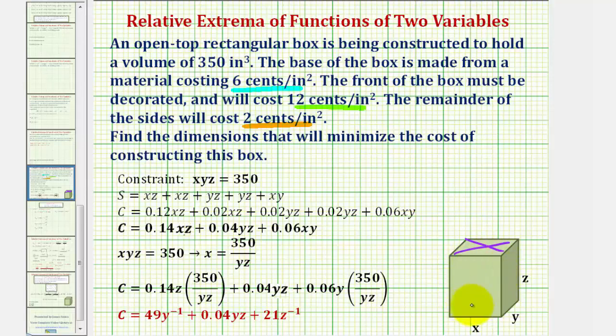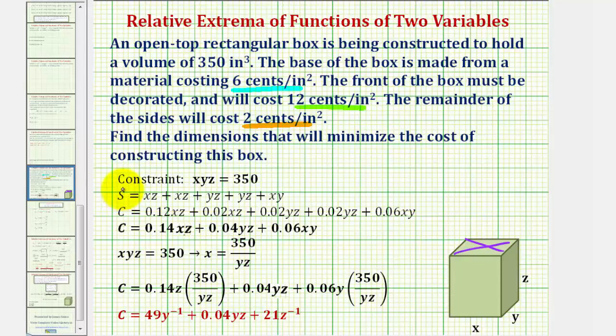Notice the area of the front face would be x times z, which should also be the same as the area in the back, so the surface area has two xz terms. Notice the right face would have area y times z, which would be the same as the left, so the surface area contains two yz terms. And then finally the bottom has an area of x times y, and because the top is open, we only have one xy term in the surface area.